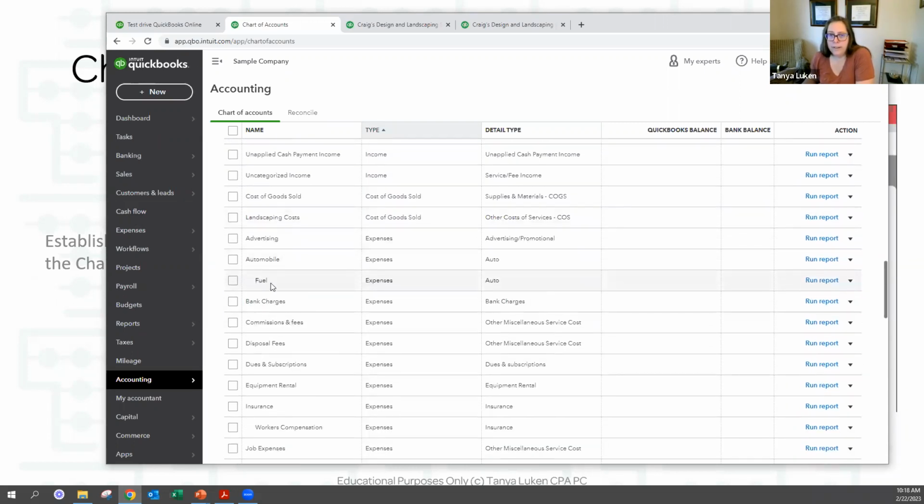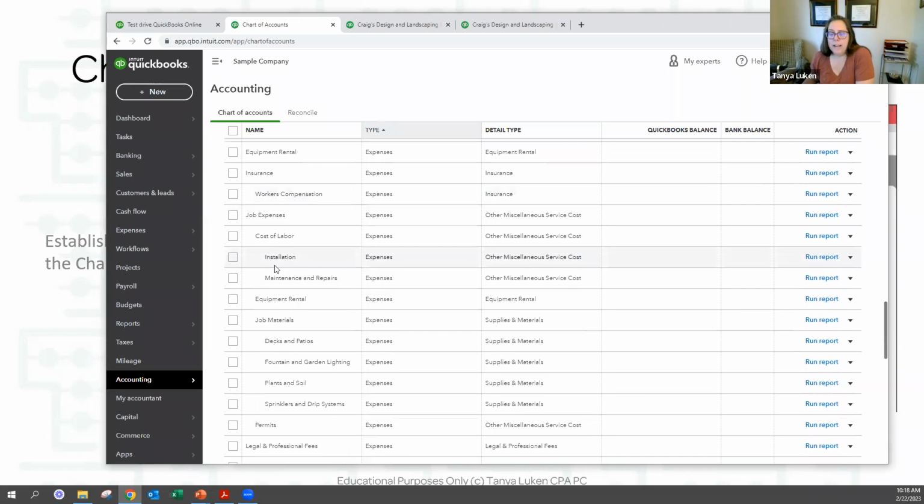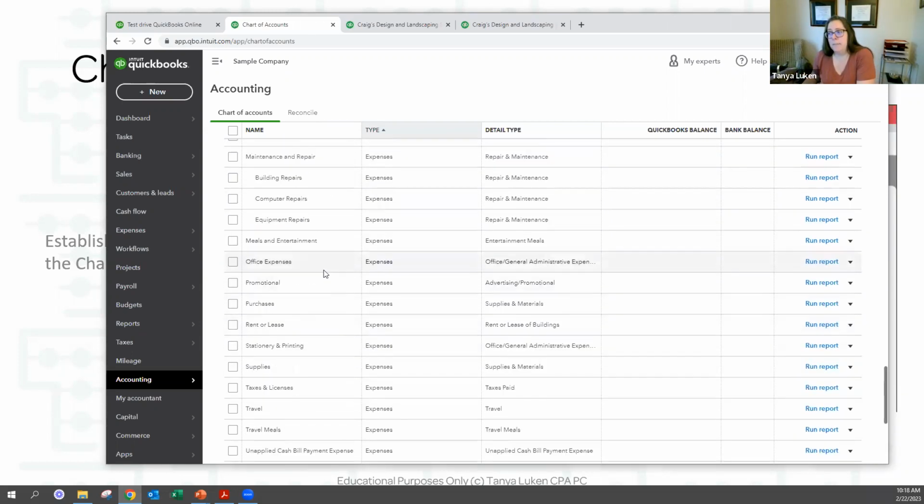So it's very much like you can set up those kind of accounts. So fuel here is a child to automotive. Workers' comp is a child to insurance. And so you can have what they call sub-accounts. And you can have sub-accounts of sub-accounts. So like installation and maintenance and repairs are the sub-accounts to cost of labor, which is a sub-account of job expenses. So it can go parent or grandparent, parent, child, teen mom kind of thing. So you can go multiple layers down, if that makes sense.